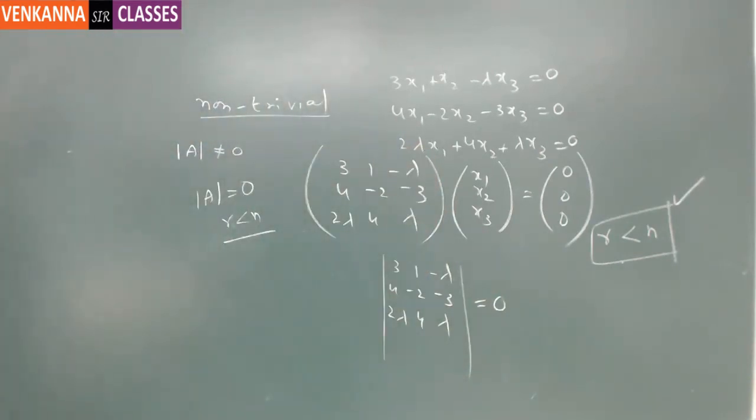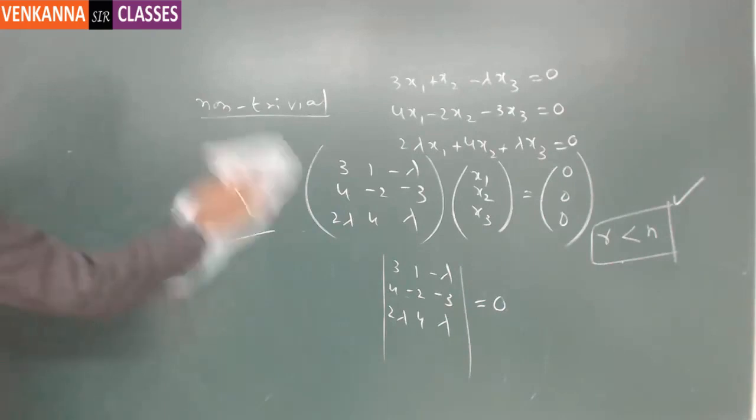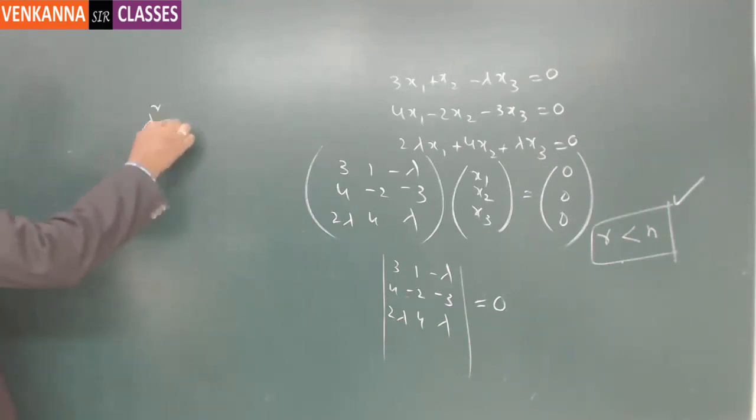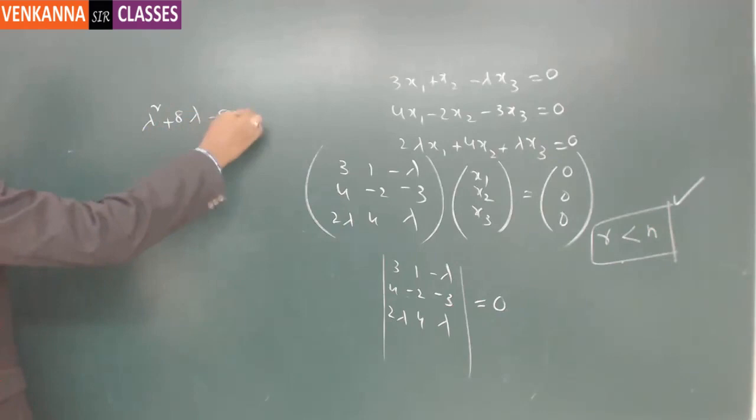So let us make the det equal to 0. Since you know how to expand the det, simply expand it. I am not writing it completely. On the expansion, you are going to get the equation in lambda in the form lambda square plus 8 lambda minus 9 equal to 0.